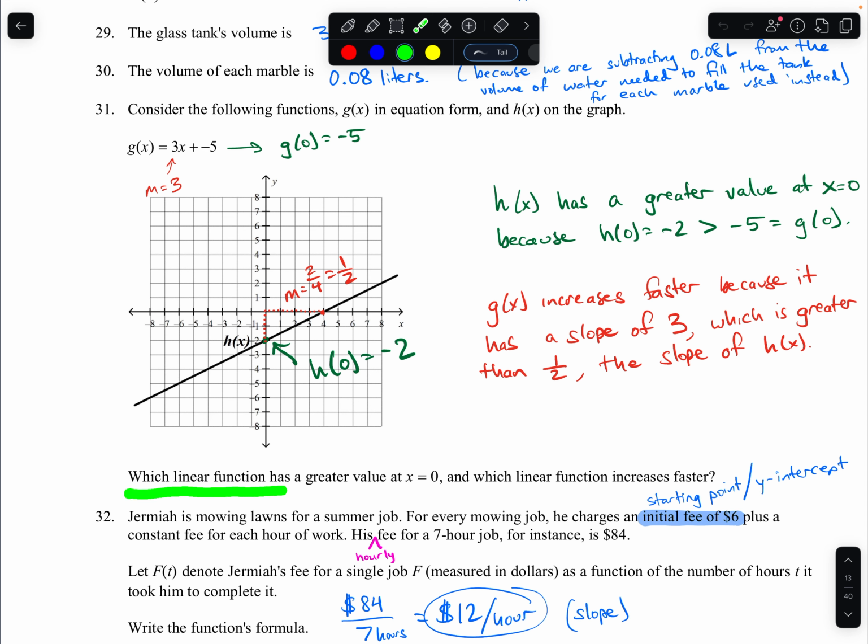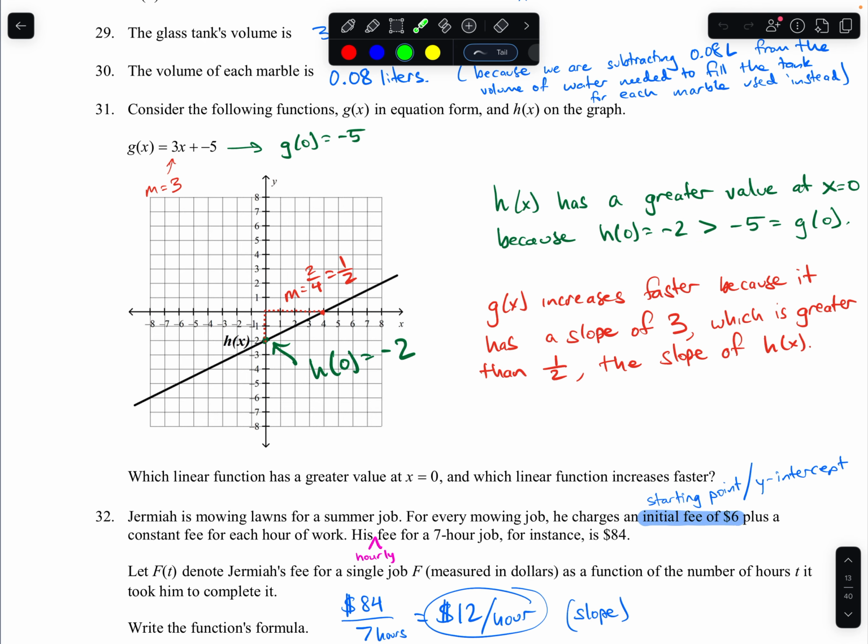The first question we're asked is, which function has a greater value at x equals 0? In other words, which one has a greater y-intercept? Well, what's greater, -5 or -2? -2 is the greater number, so h has a greater value at x equals 0 because -2 is greater than -5.